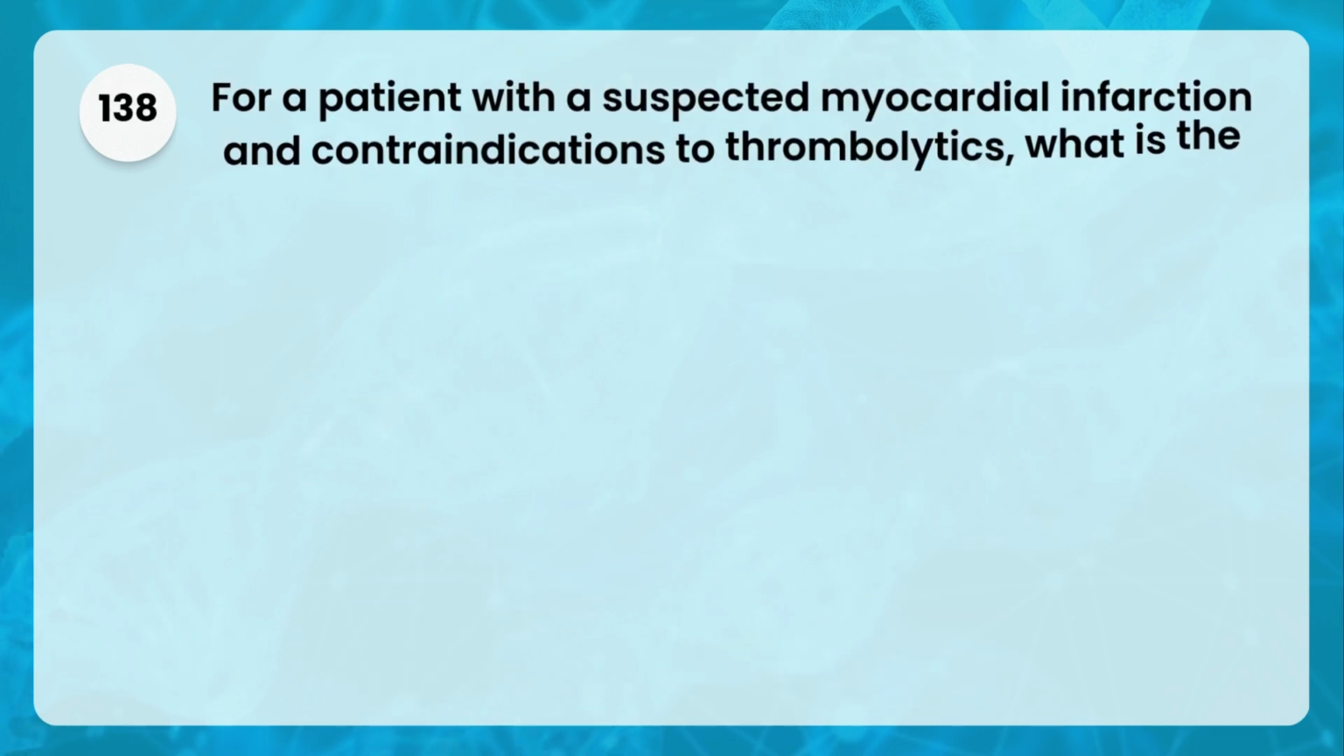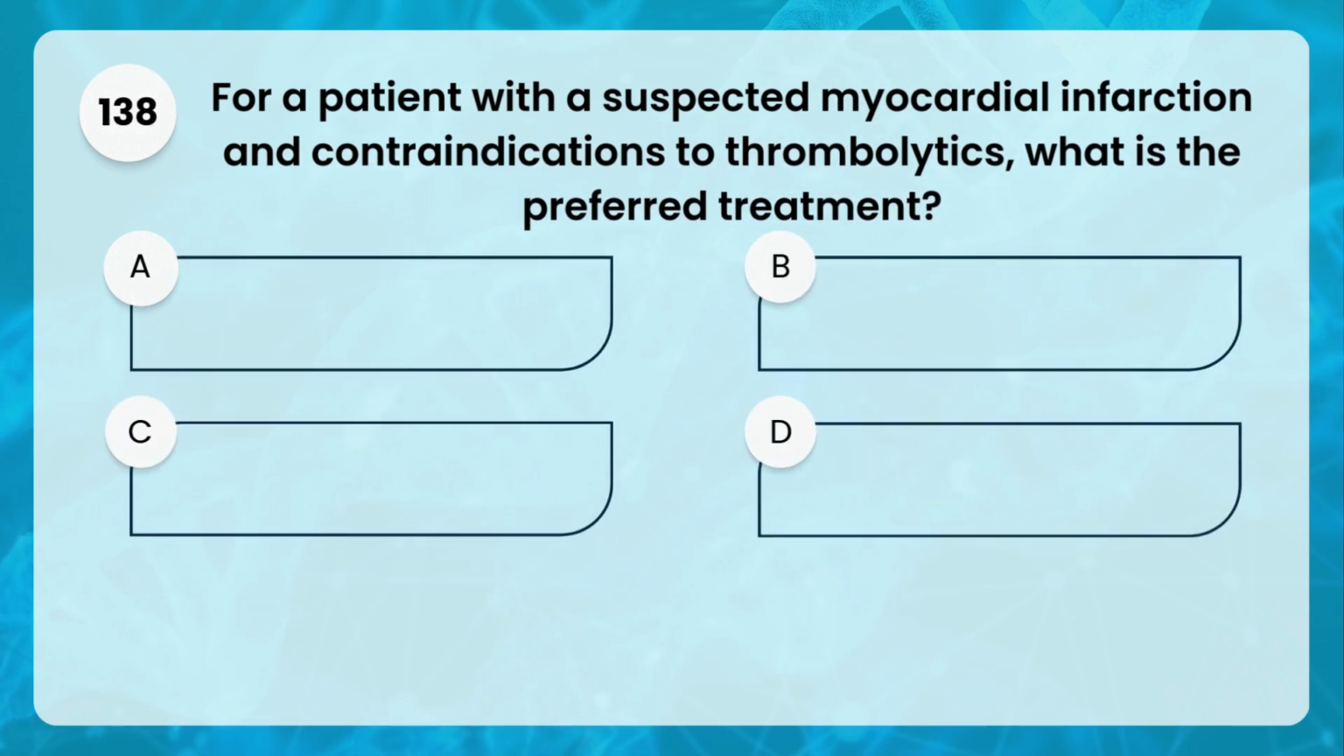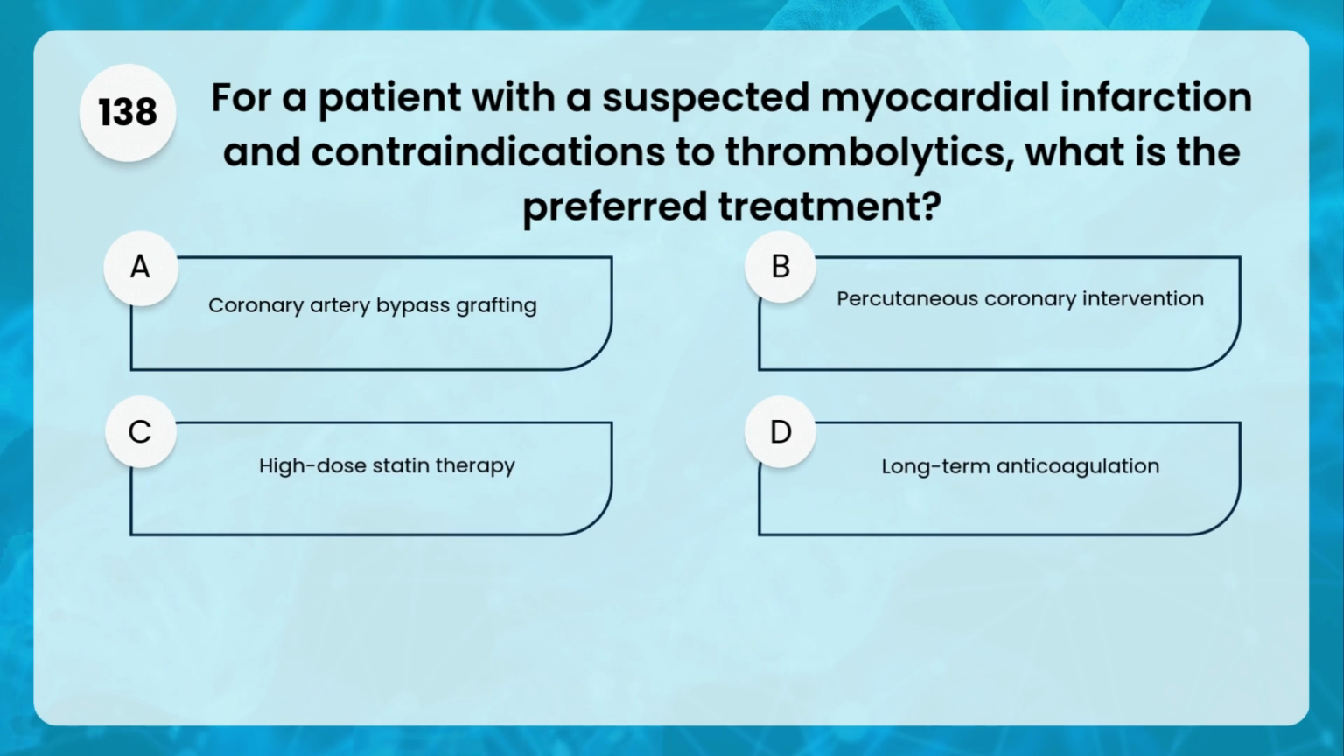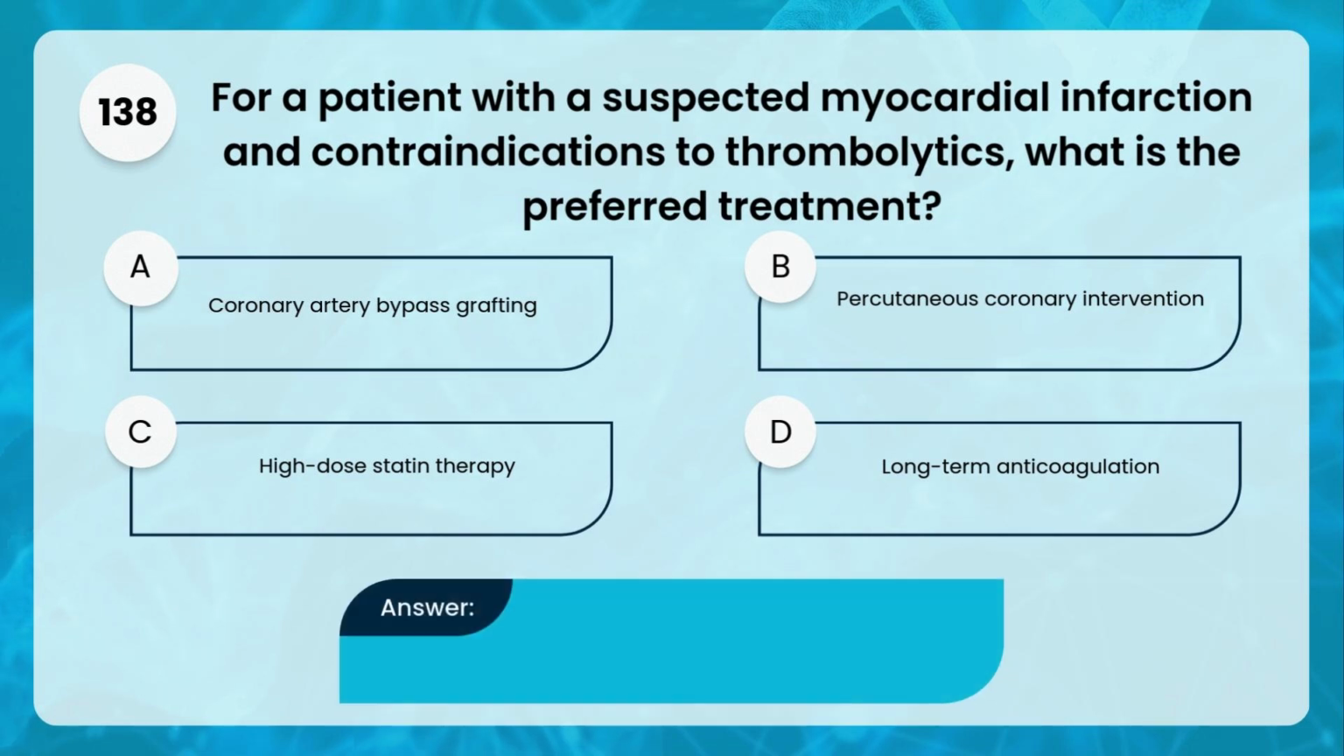138. For a patient with a suspected myocardial infarction and contraindications to thrombolytics, what is the preferred treatment? A. Coronary artery bypass grafting. B. Percutaneous coronary intervention. C. High-dose statin therapy. D. Long-term anticoagulation. The answer is B. Percutaneous coronary intervention.